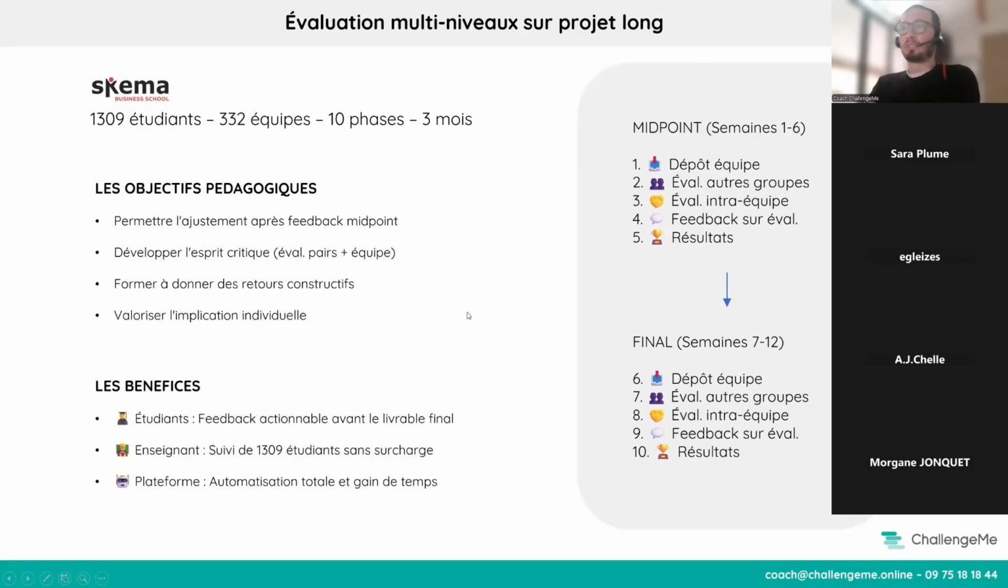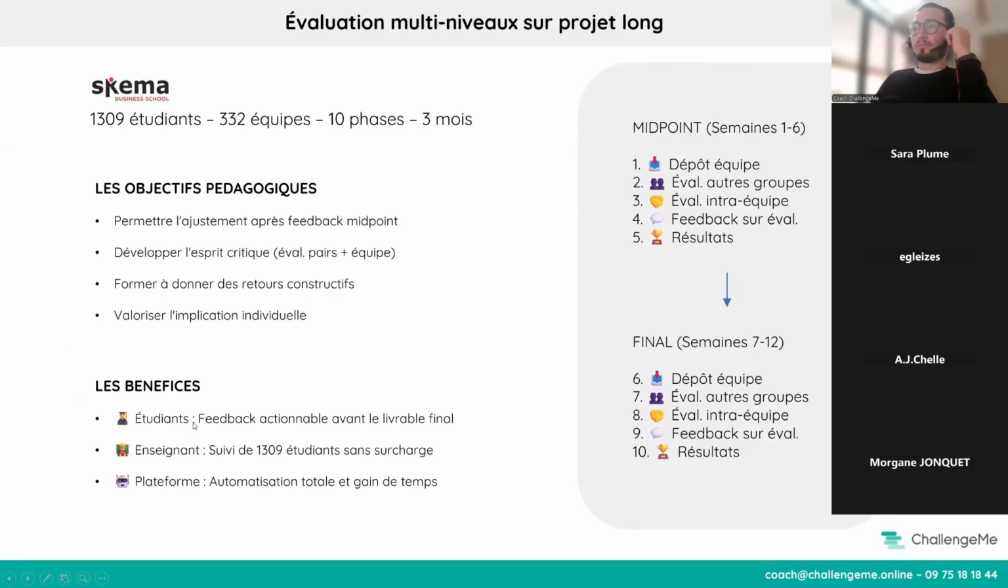So what we noted regarding the learning objectives was to allow adjustment after feedback. So to develop critical thinking by discovering the work of others and through evaluation within the group. The feedback evaluation phase also helps students learn how to give constructive feedback. And then it also helps to recognize individual involvement, since we have intra-group evaluation that also factors into the final grade, that adjusts the final grade to show that there is a group project grade, but there is also an individual grade, which depends on how we contributed to the group work and also on how we gave feedback.